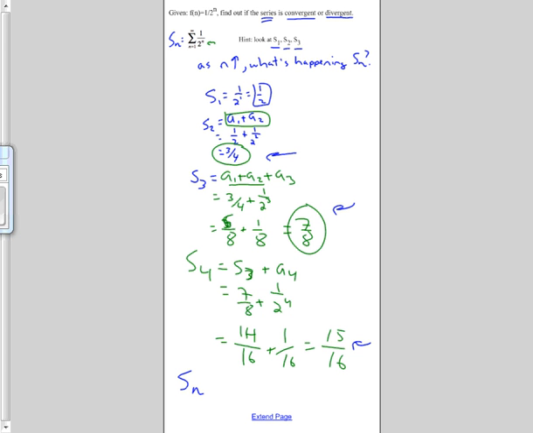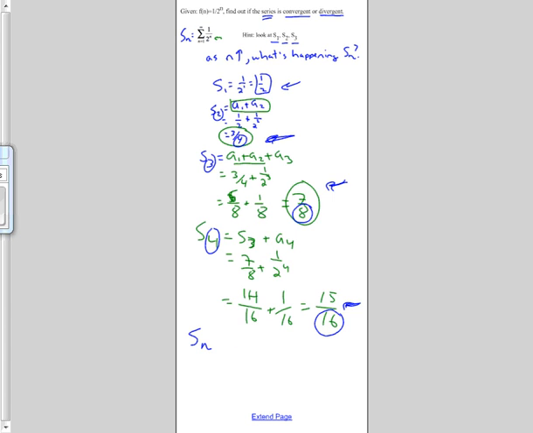So if we look at these values, we've got 1 over 2, 3 over 4, 7 over 8, 15 over 16. Is there some way that we could express S sub n in an equation? First thing, notice that the numerator is always 1 less than the denominator. And we've got 16, 4: 2 to the 4th is 16. 8 and 3: 2 to the 3 is 8. 4 and 2: 2 to the 2 is 4.